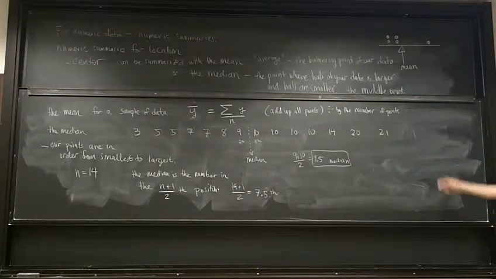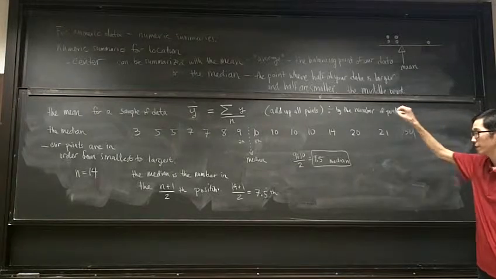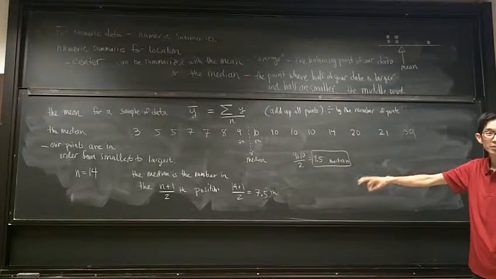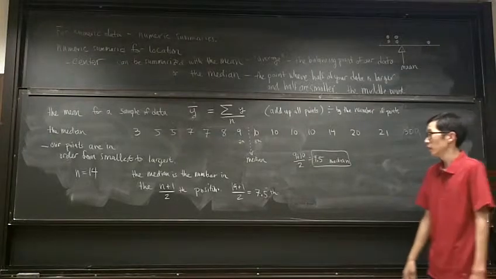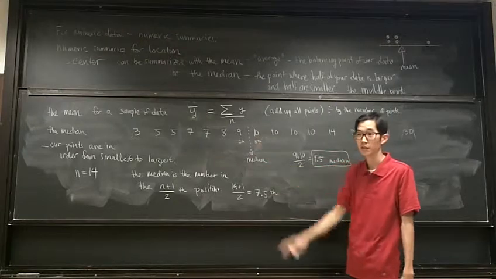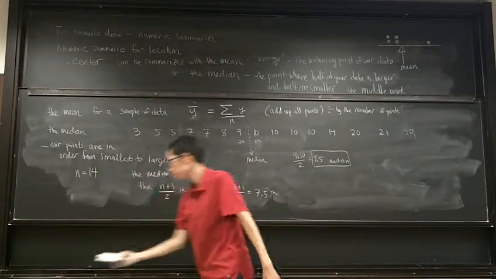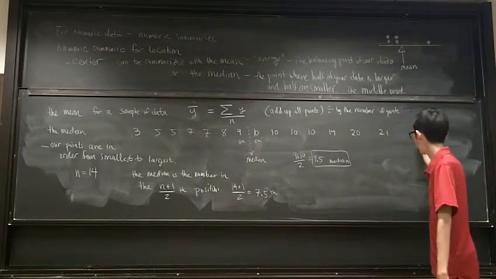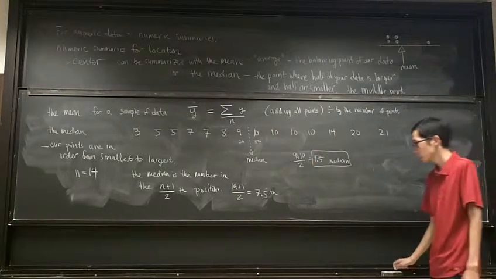If I had another number here, 30, I would have 15 numbers. 15 plus 1 is 16 over 2, 8. So my median would be the 8th place number, which is 10. Okay? But I don't have the number 30 there. Okay? So that's my median.